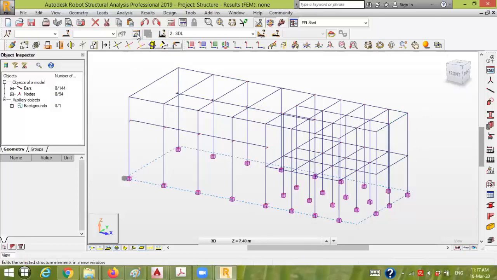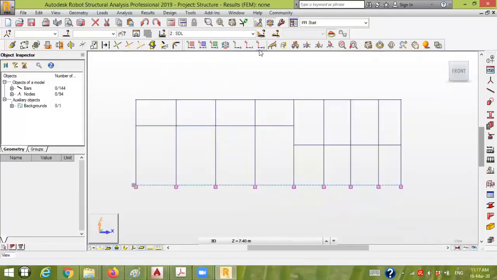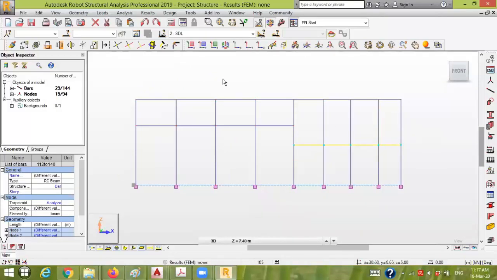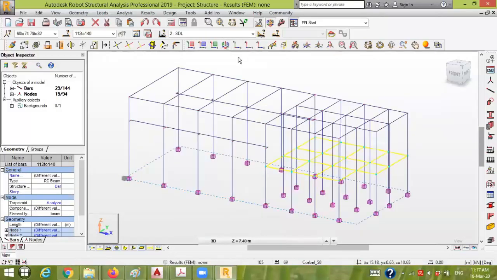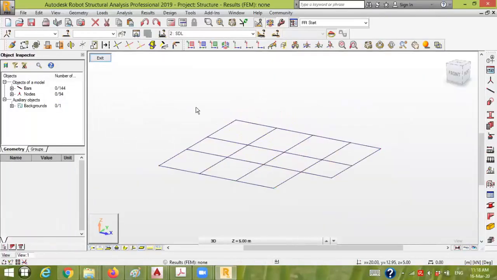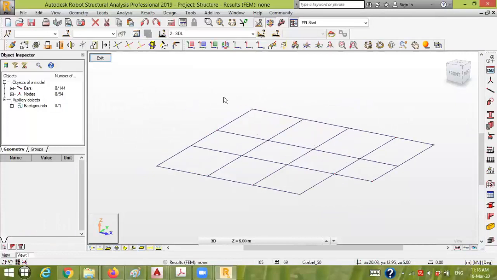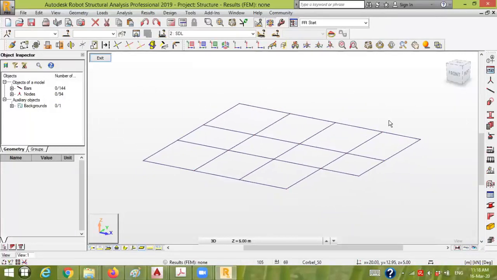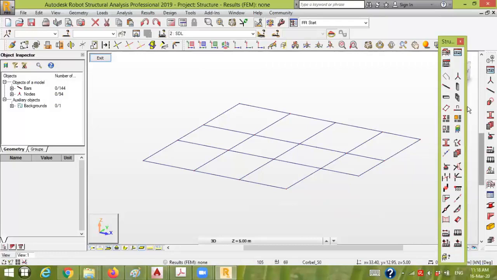So it's common practice to work plane by plane. For each plane having a slab, as we are here in the 3D frame part, we cannot draw a slab, but we can relate these beam elements by a diaphragm.